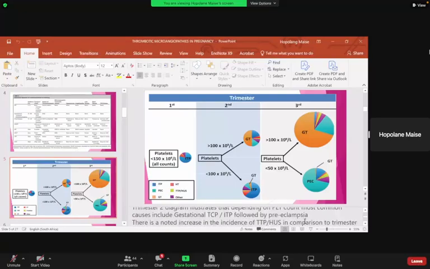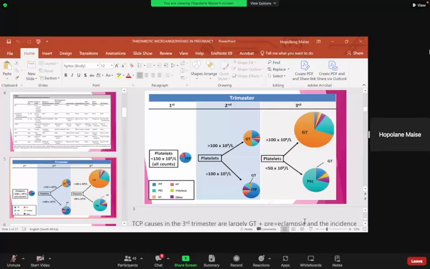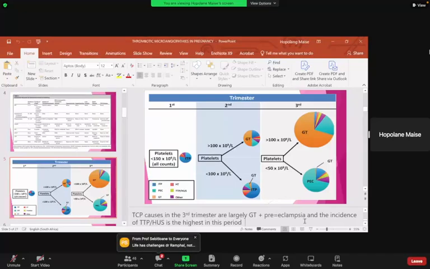Trimester 2 diagram illustrates that depending on the platelet count, the most common causes include gestational thrombocytopenia, followed by preeclampsia. There is a noted increase in the incidence of TTP and HUS in comparison to trimester 1. And the thrombocytopenia causes in the third trimester are largely due to gestational thrombocytopenia and preeclampsia, though the incidence of TTP and HUS is higher in this period.